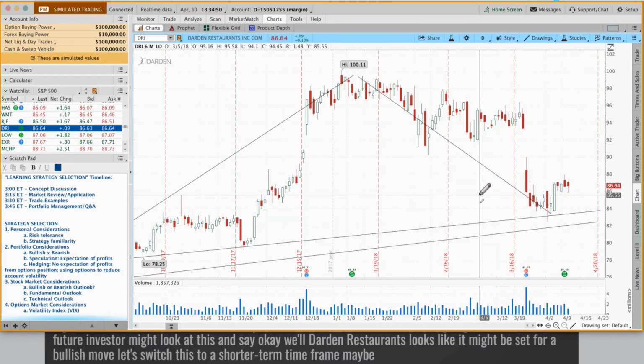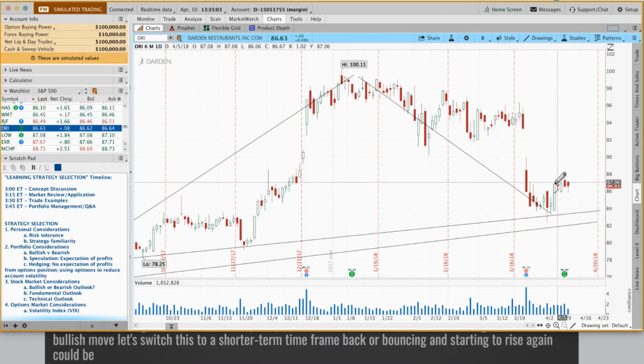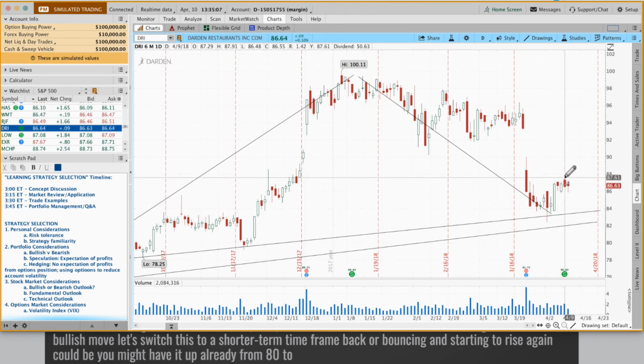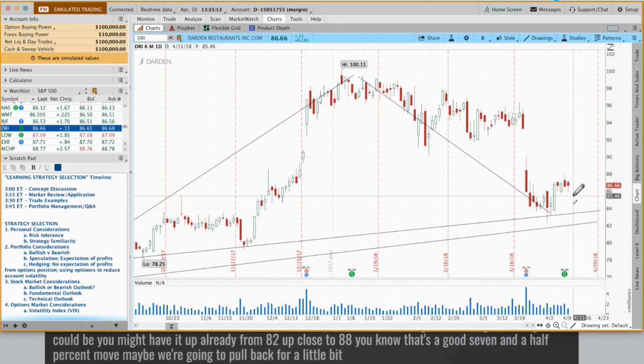Just going to give us a closer view. All right. Now we've had that pullback, that cyclical pullback, and we're bouncing and starting to rise again. Now it could be, you might have a technical expectation that we've run up already from 82 up to close to 88. You know, that's a good 7.5% move. Maybe we're going to pull back for a little bit.